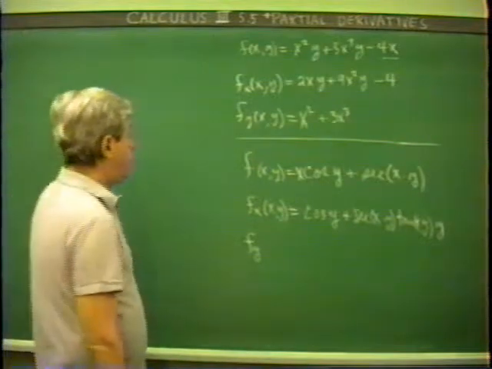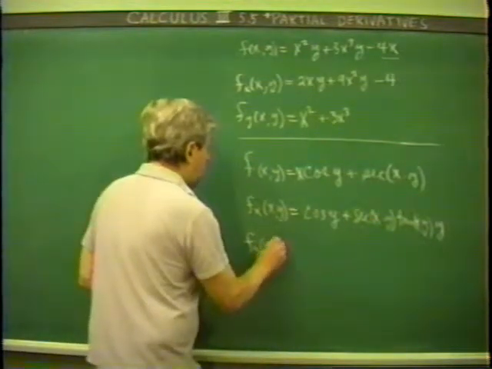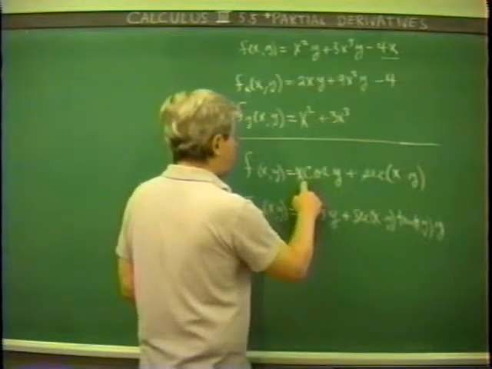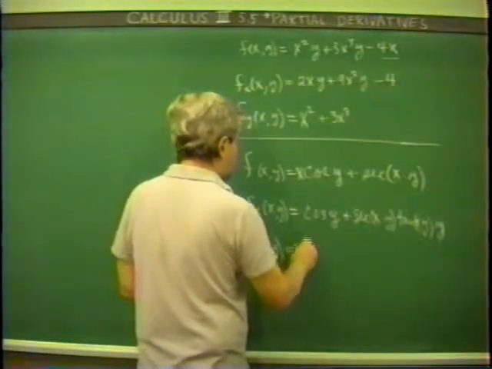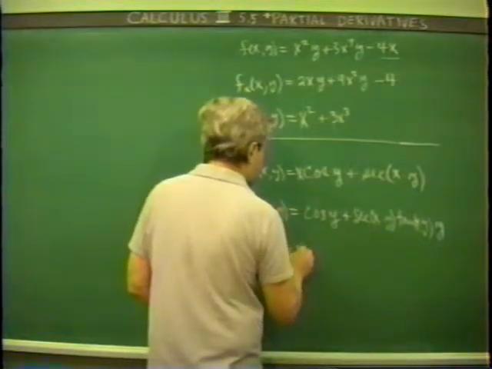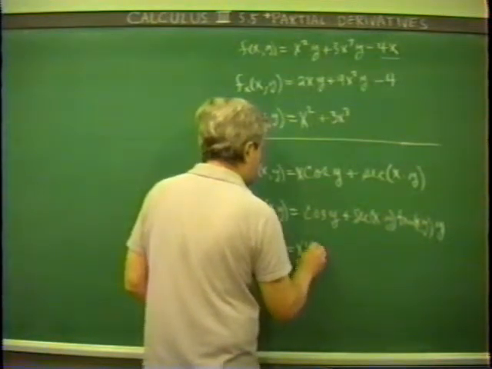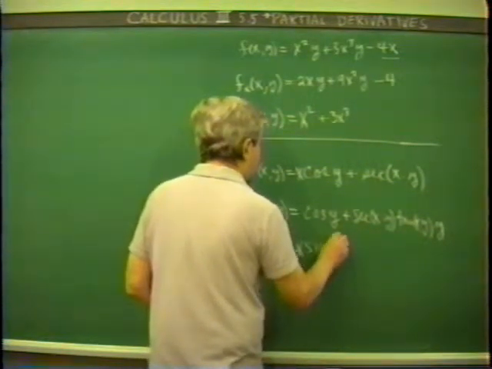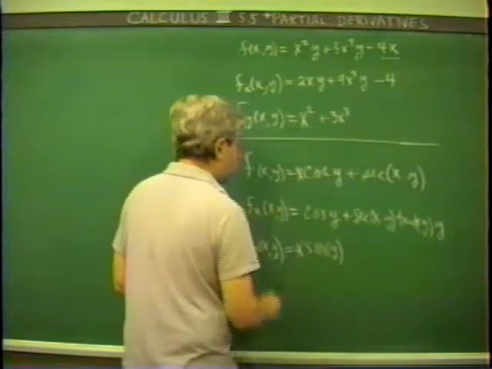The second part here, the partial with respect to y. Treating x as a constant, this is x times the derivative of cosine y with respect to y, which is going to be minus sine y. So minus x sine of y.